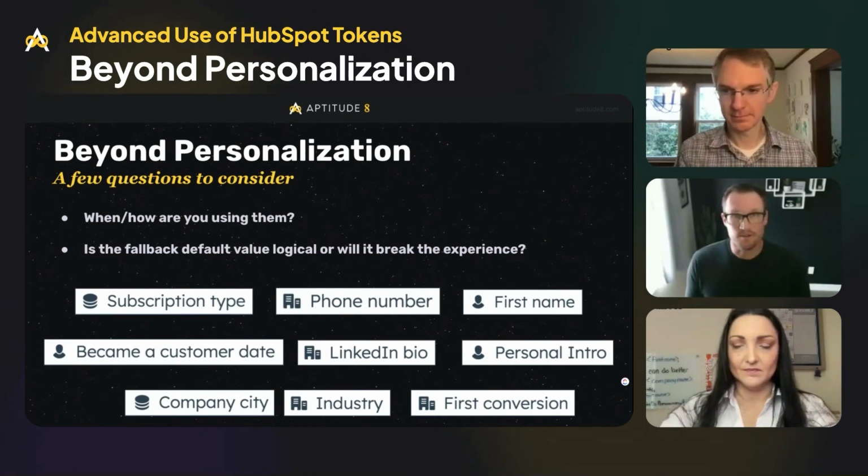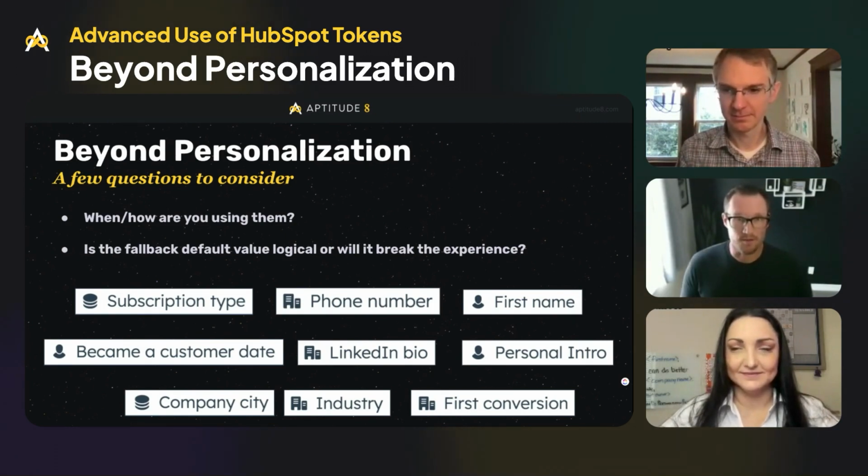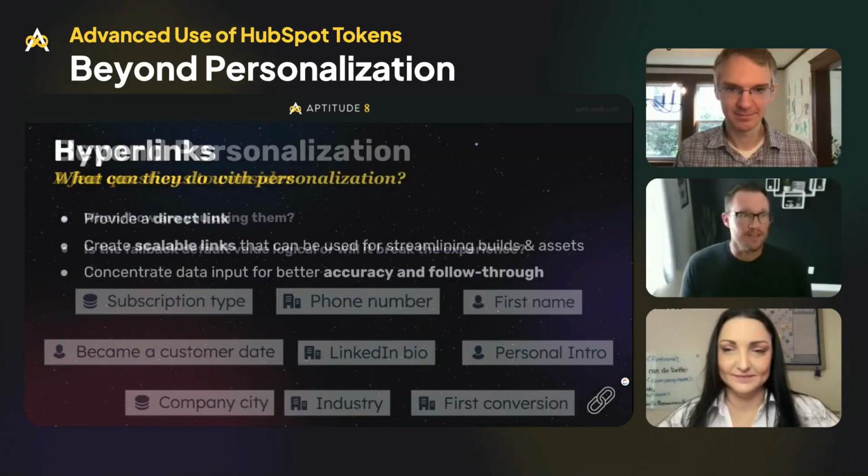And then always consider the fallback default value. If you're using a token in a place where there might not be a value known for that particular object or record, then what are you putting there as a default value that will not break the experience and will keep it continuous, right? So it's really important to think about those two first and have clear answers to these before you go to implement a token opportunity here. So let's get into it.